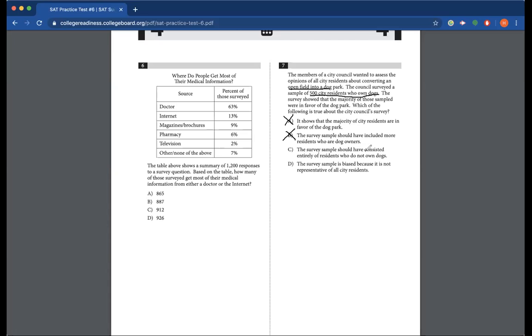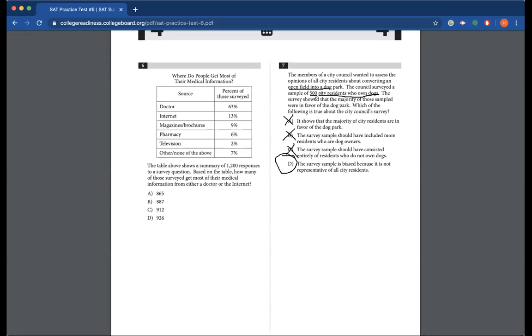Should have consisted of entirely. No, not necessarily. We should have just completely left the dog owners out? If there are a lot of dog owners in the city, we have to take their opinion into account too. The survey sample is biased, obviously, because it is not representative. Yeah, there we go. Non-city residents, and this is because we can't assume that the whole city is made up of dog owners.